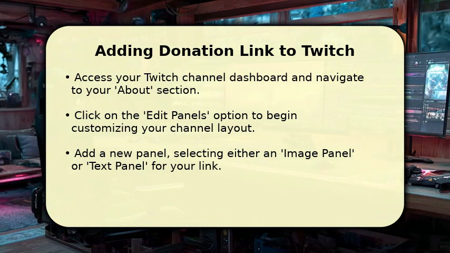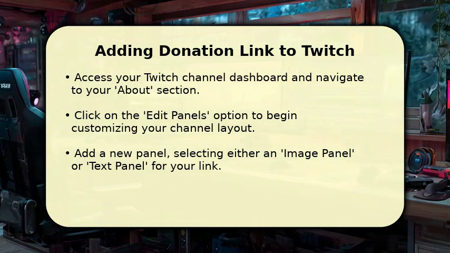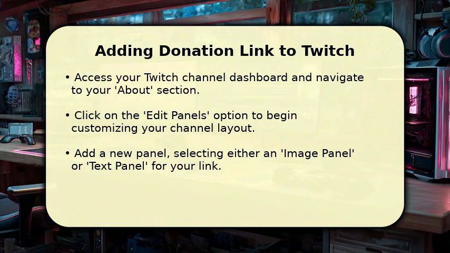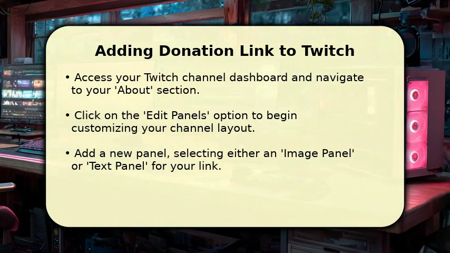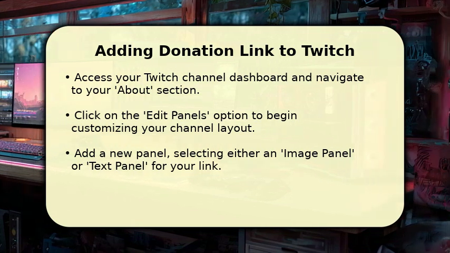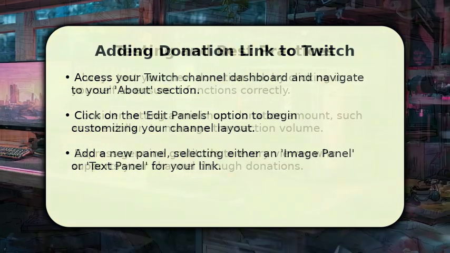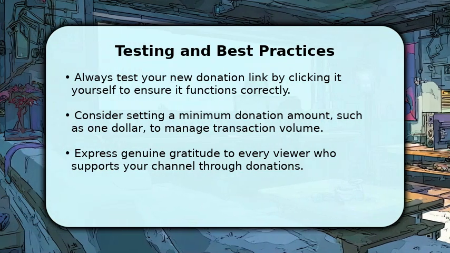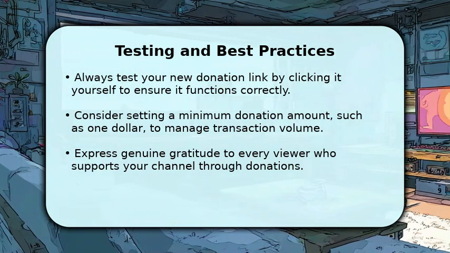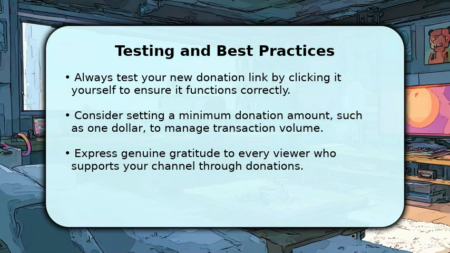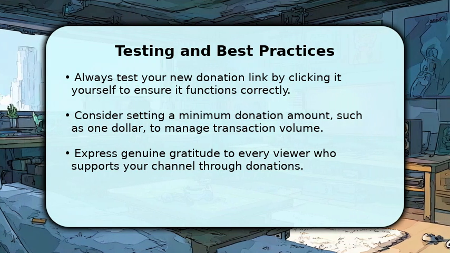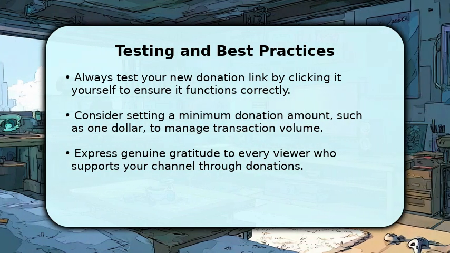Paste your paypal.me link into the designated URL field and add a clear call to action, perhaps with an appealing graphic. This makes it highly visible to your viewers and encourages them to support your content. Always test your new donation link by clicking it yourself to ensure it redirects correctly to your paypal.me page. Consider setting a minimum donation amount, such as $1 or $5, to manage microtransactions.